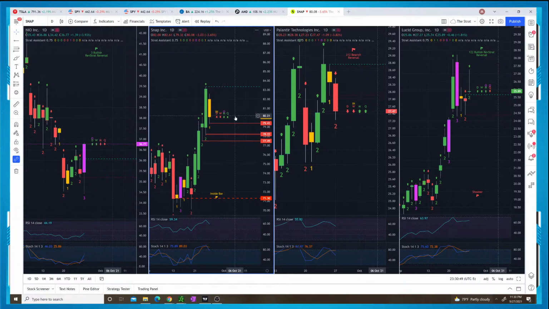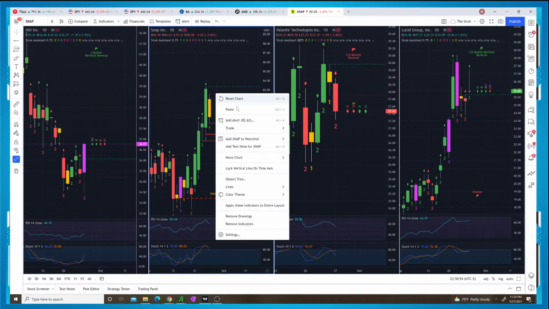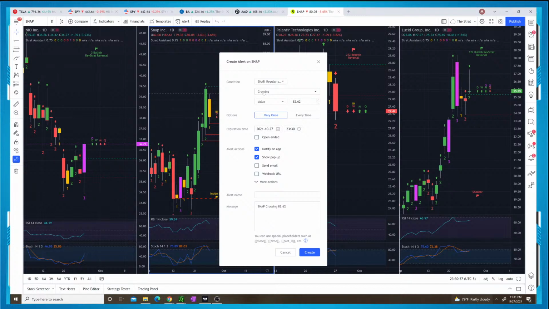So basically how I would play this, if I was gonna play Snap, I could come over here and set an alert. Since this alert is for if it passes above the high, I'm gonna do crossing up. The value I put is the high of this candle, right? 82.61. Let's put that. I do every time because sometimes it can break above, fall back underneath, and then break back again, so it'll alert you every single time. And it's only for one day as well. So Tuesday, it'll end at Tuesday around midnight. And I'll put call trigger.